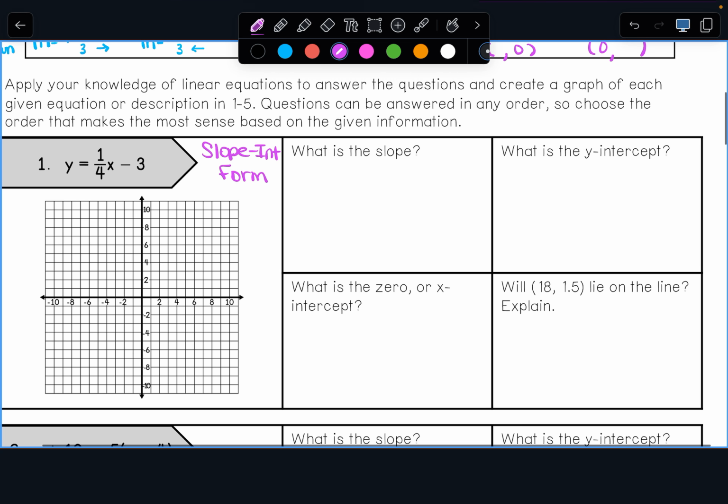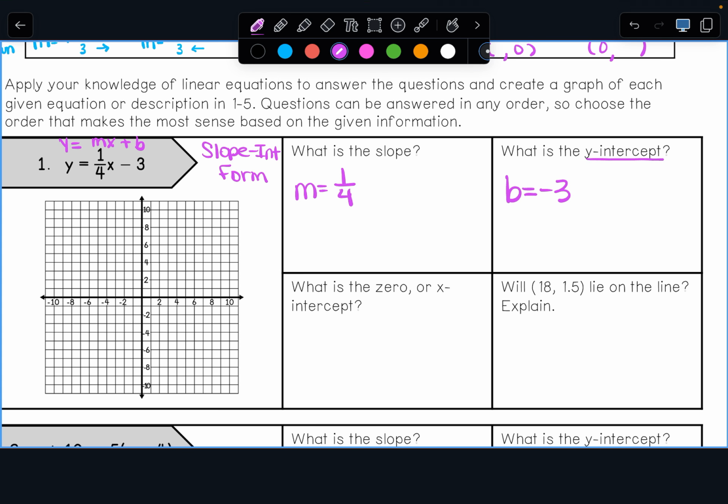Now, we can tell certain information from slope-intercept form. What does it give us? The slope. So we can go ahead and write down what the slope is. What is the slope? 1/4. What else does it tell us? Your y-intercept. What is the y-intercept? -3. Now, between the slope and the y-intercept, which one do you plot first? The y-intercept, the -3.